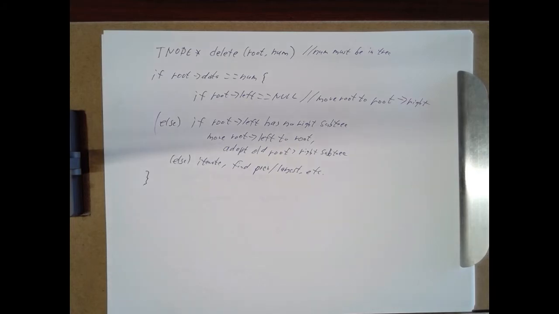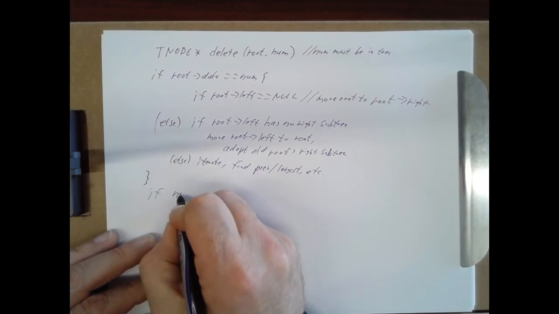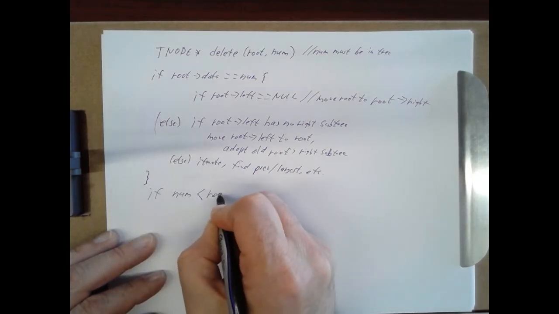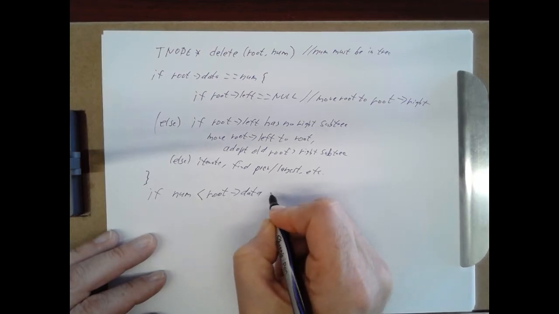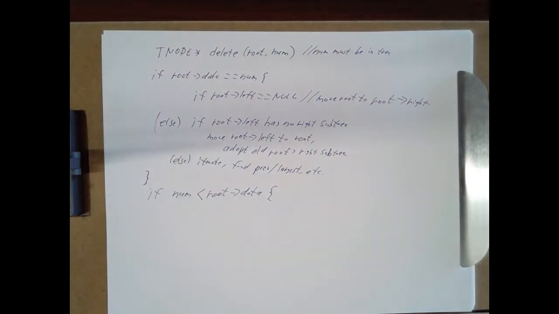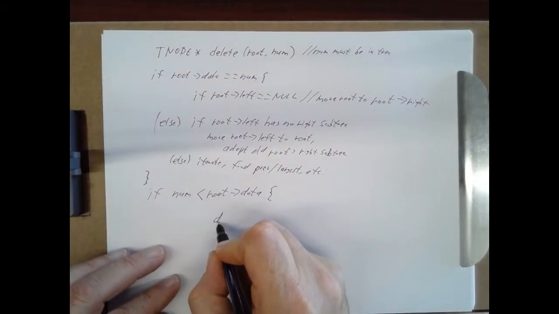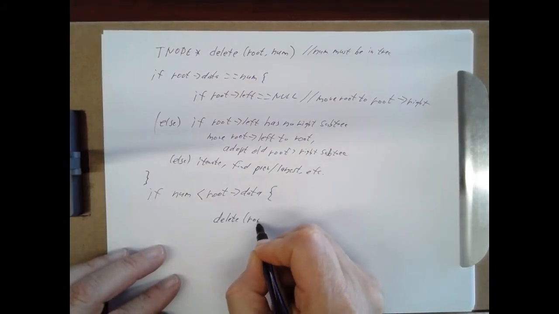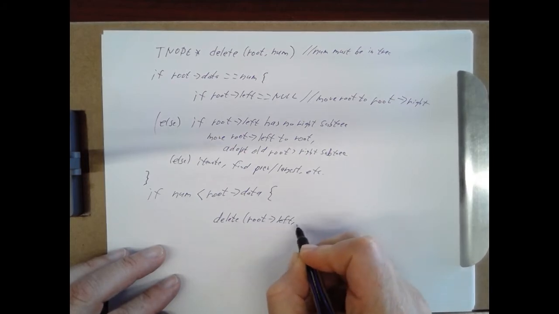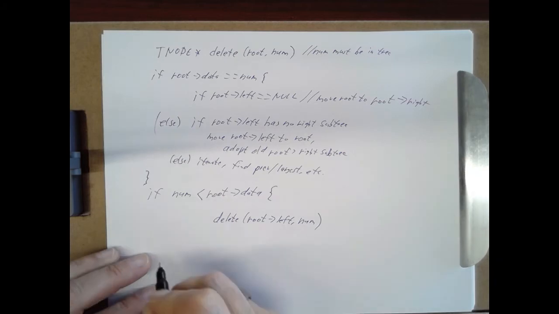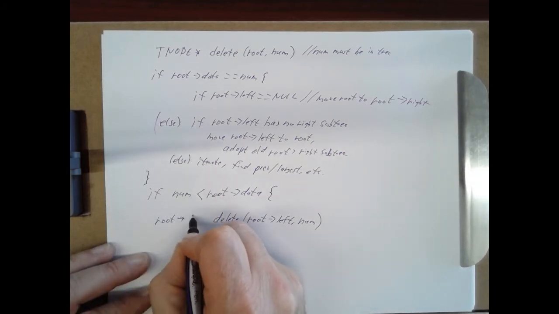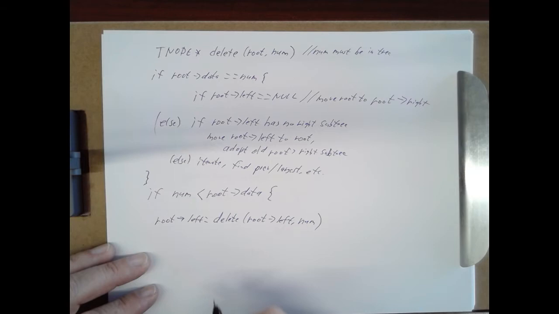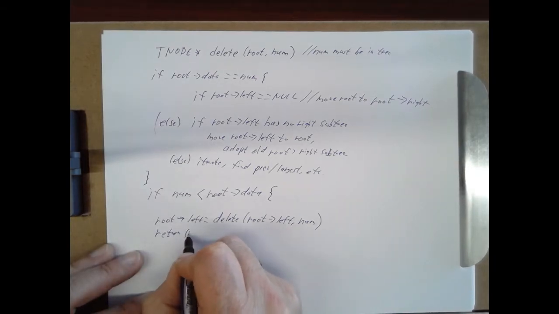But what if we want to delete something that's not at the root of the tree? What if our number that we're trying to delete is less than the root data? Well, this is where we can recurse. So if our number is smaller than the root data, it must be found in the left subtree. So let's just delete from the left subtree our number, and then set root's left subtree equal to that modified tree, and return the root.